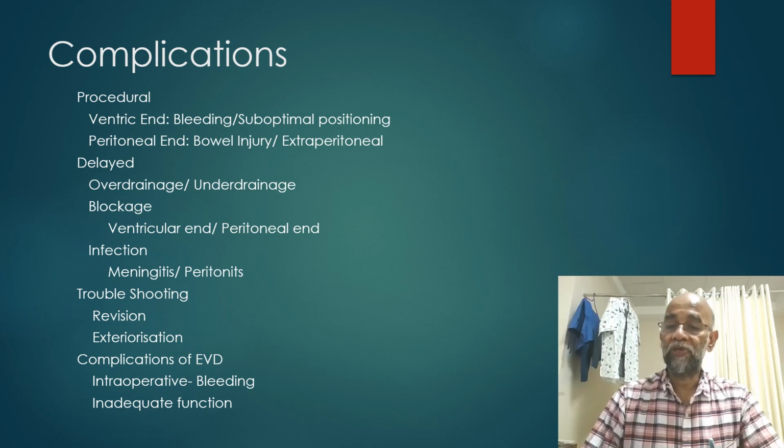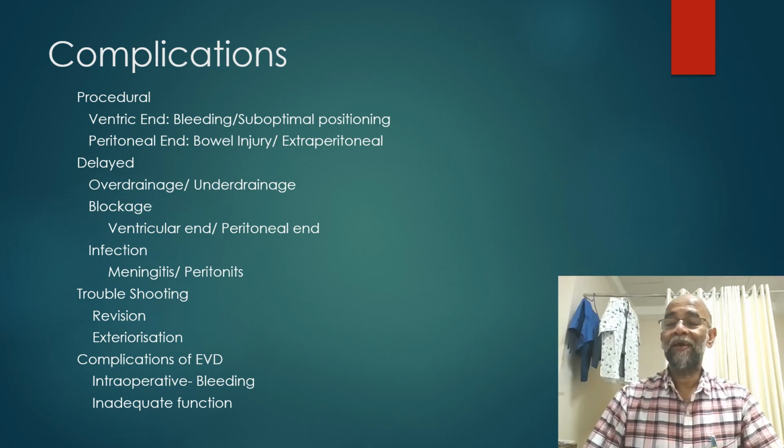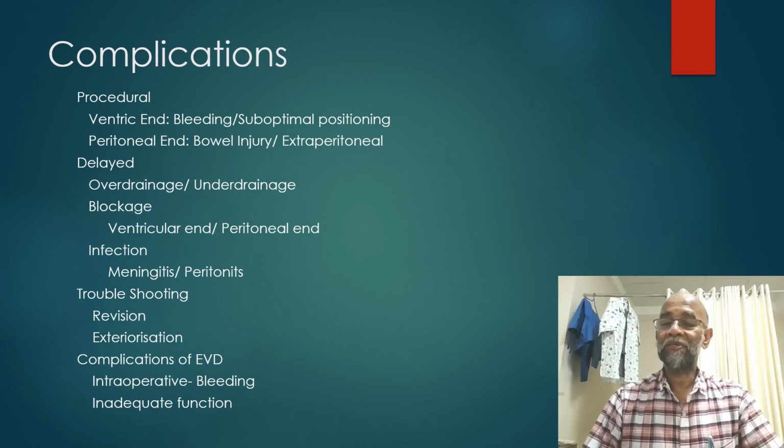Shunting is a surgical procedure. It is associated with a small percentage of complications. Procedural complications can occur at the ventricle. There can be bleeding inside the cranial cavity, or the positioning of the shunt tube might be suboptimal. This can be minimized by using navigation and also conventionally by using anatomical correlates and by planning on the CT beforehand, before surgery. At the peritoneal end, rarely you can have bowel injuries. And occasionally, in an obese individual, the shunt may be accidentally placed in the extraperitoneal space.